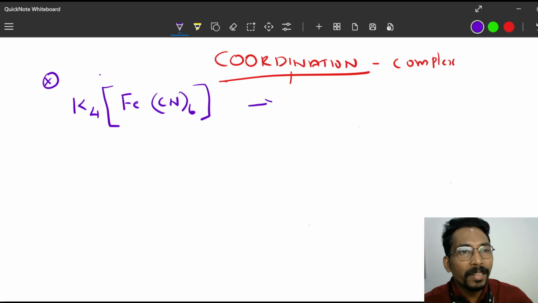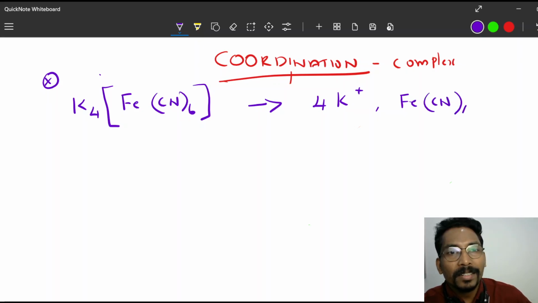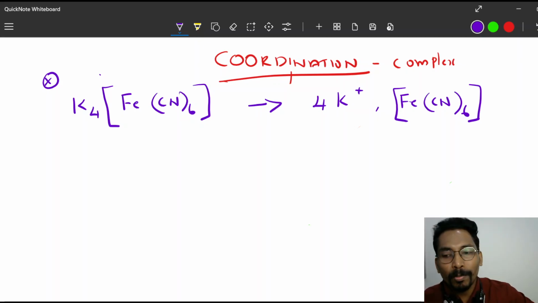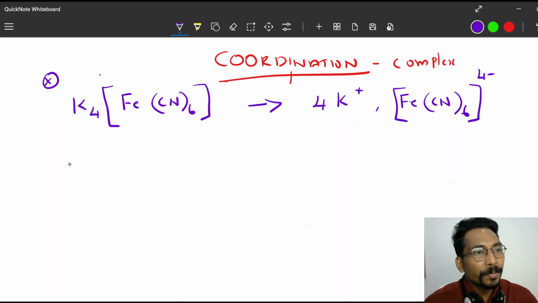So how can you split this compound? 4K+, because 4 potassium are there, and the complex ion [Fe(CN)6]. So if that part is 4 plus, this part should be 4 minus. Yes. Now what will be the start of the name? Potassium, because potassium is the cation. So potassium.